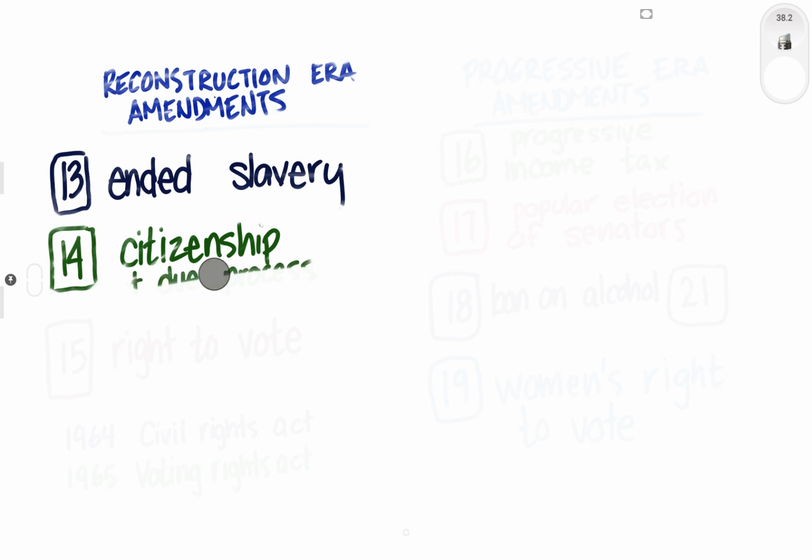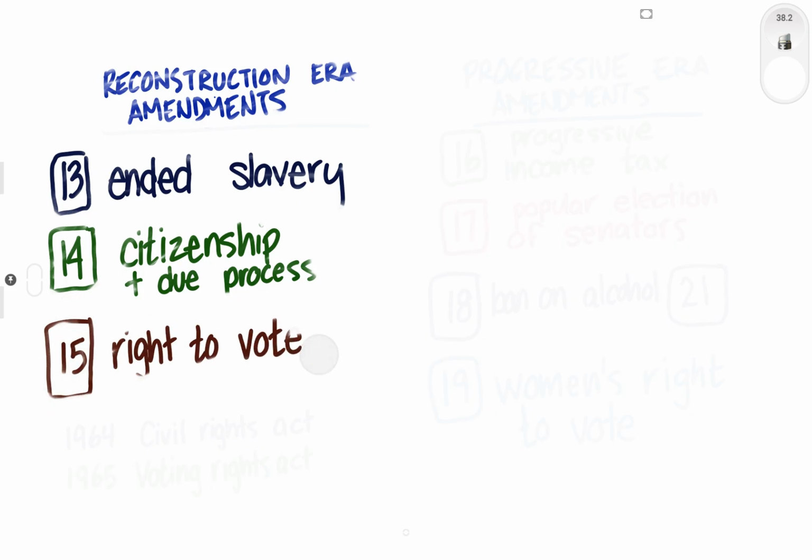We also have talked a lot about due process, and there is a due process clause in that 14th Amendment that is super important, and you'll keep seeing that. Number 15 gave African Americans the right to vote.